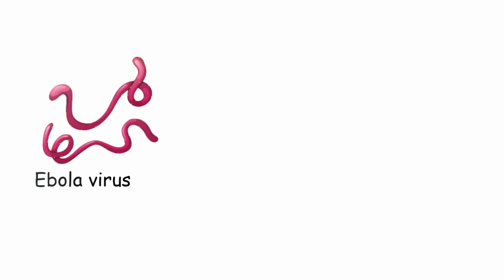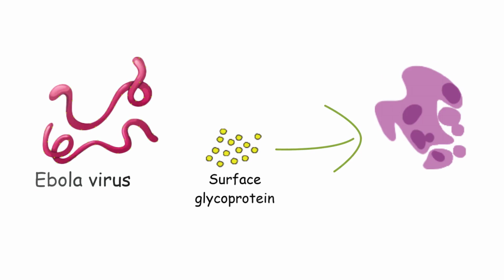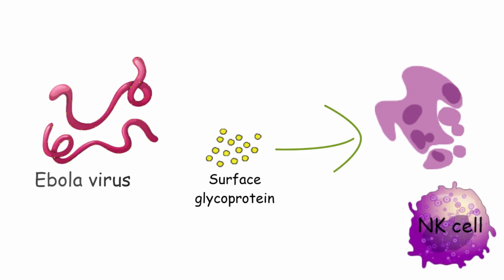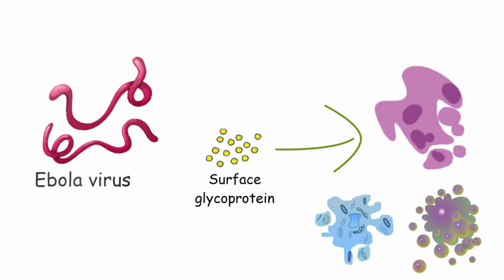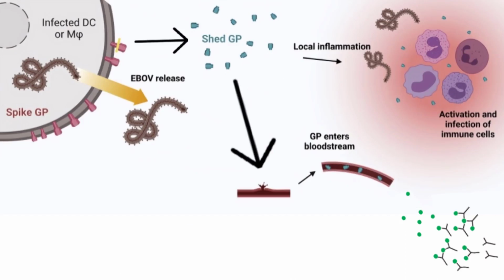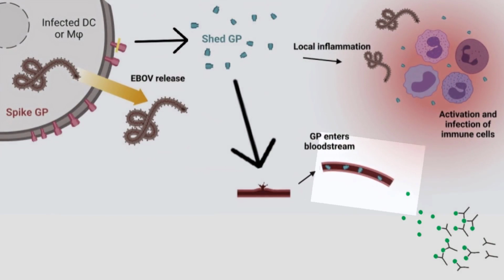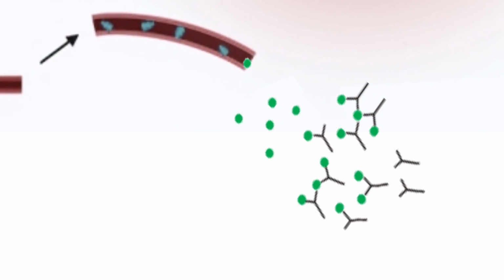Remarkably, Ebola doesn't even need to infect T cells to kill them. Its surface glycoprotein triggers the death of nearby T cells, as well as natural killer and B cells, without direct infection. Even when antibodies are produced to fight the Ebola virus, the virus is one step ahead. The shed glycoprotein from the virus circulates in the blood, binding to antibodies and preventing them from targeting the virus effectively.